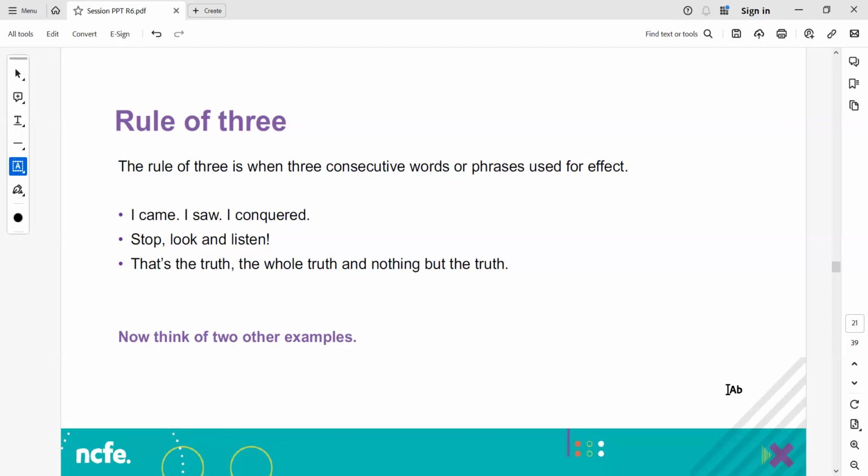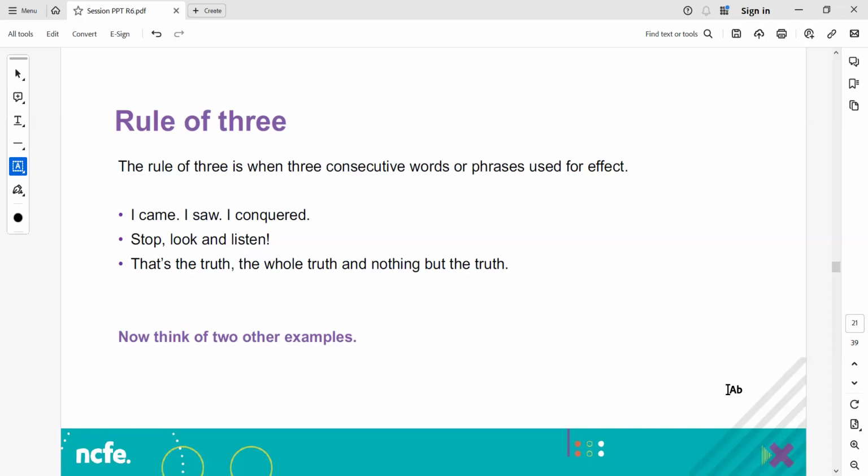"Stop, look, and listen." That's from a public information campaign about crossing the road from quite a number of years ago. That's easy to remember, especially for children. It was aimed at children, about when you get to the side of the road and you want to cross, you stop, you look both ways, and you listen for any vehicle. So easy to remember, that rhythm. As I mentioned, often used in advertising or information campaigns because it's easy to remember.